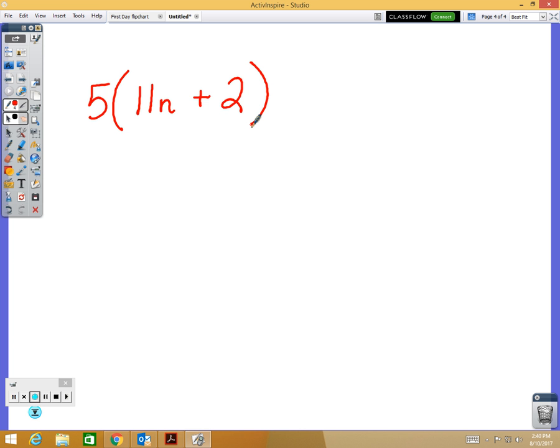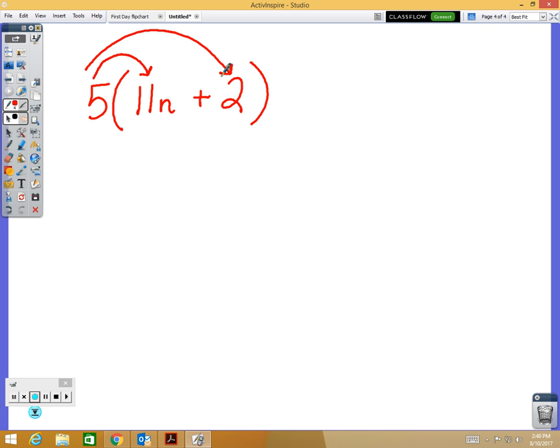Now first let me point out that this is not an equation. There is not an equal sign. So we are not solving today. We are simplifying. Okay, we're simplifying today. And basically what we're doing is we're getting rid of those parentheses. We are going to take that 5 and we're going to do 5 times 11n, and we're going to do 5 times 2. Because again, we have to distribute it. We have to give it to everything inside the parentheses.